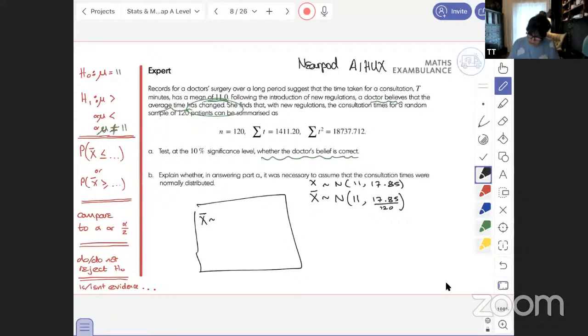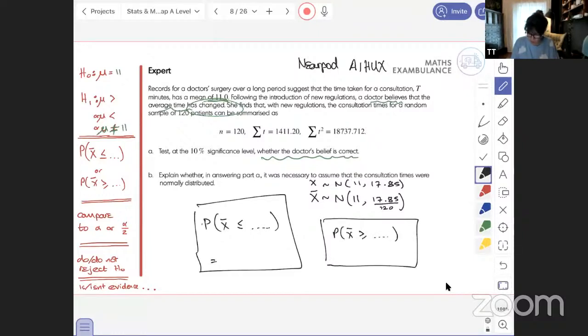And you are doing the probability of X bar. What I want you to think through is, what am I doing? Am I doing X bar less than or equal to, and what number goes there, and what is the answer? Or am I doing the probability that it is greater than or equal to? What goes there? And what is the answer?